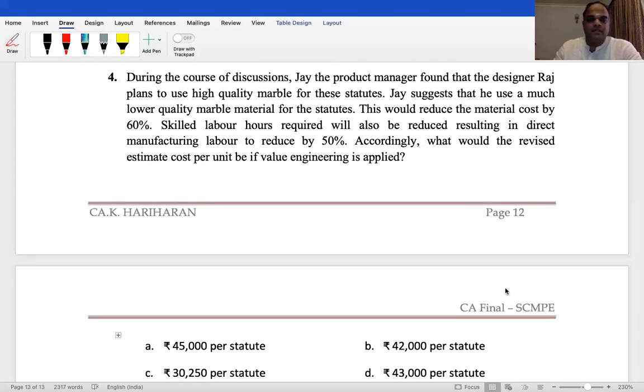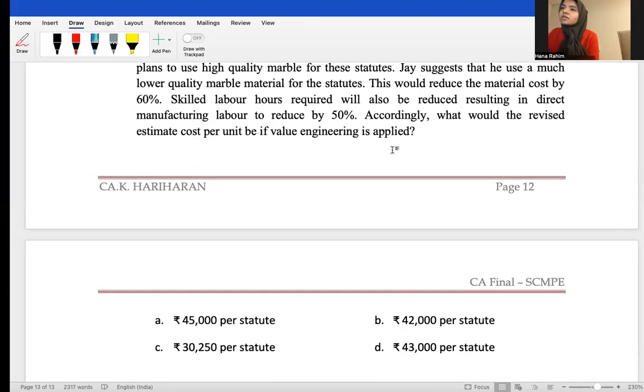Then, the next requirement. During the course of discussion, Jay, the product manager, found that the designer Raj plans to use high quality marble for these statues. Jay suggests that he use a much lower quality marble for the statues. This would reduce the material cost by 60%. Skilled labor hours required will also be reduced, resulting in direct manufacturing labor reducing by 50%. Accordingly, what would be the revised estimated cost per unit if value engineering is applied?